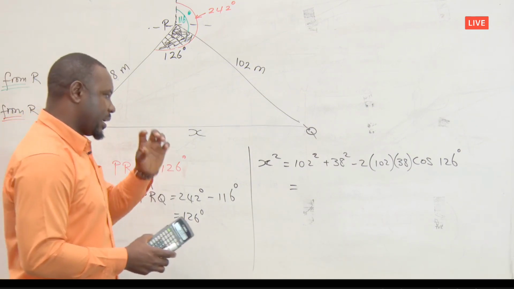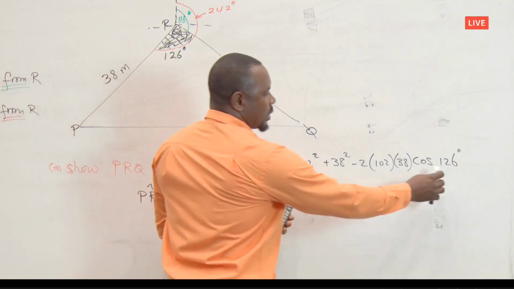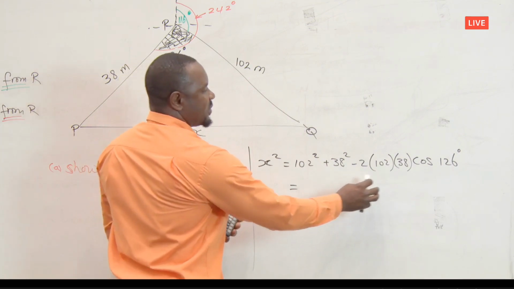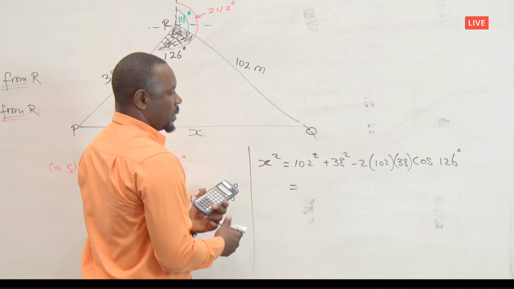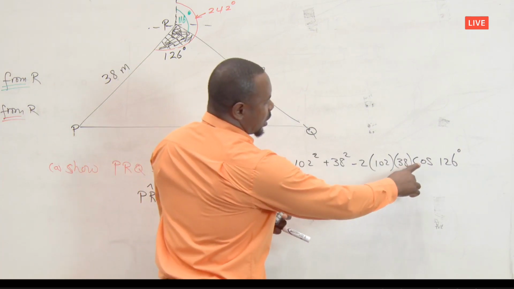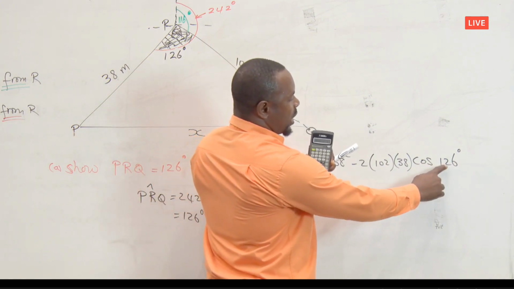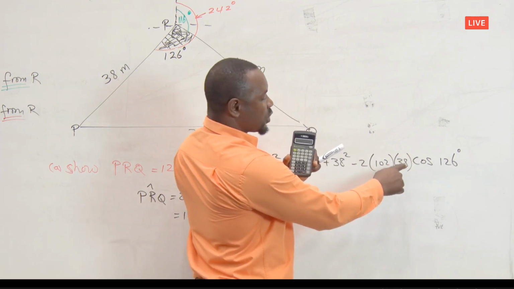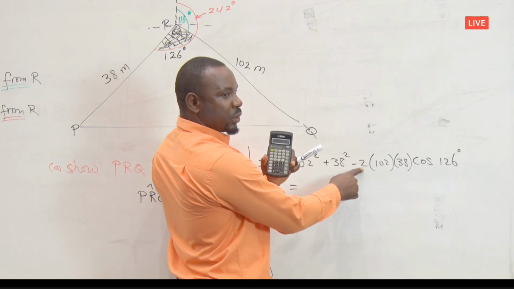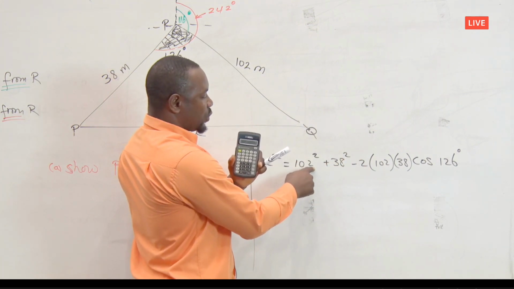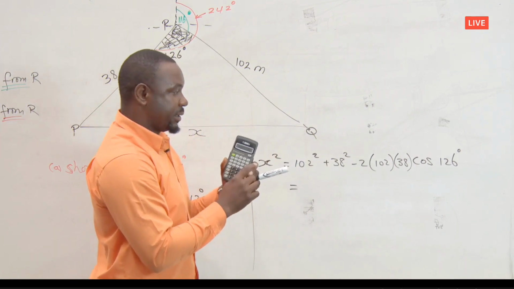So let's work it out, class. This time I'm going to walk this way. Remember we have different ways of solving it. Now, if I take 126 cos, because of my calculator, I'm going to multiply that result by 38, multiply by 102, multiply by minus 2. Then I'm going to add 102 squared plus 38 squared. Understand? Because of my calculator.